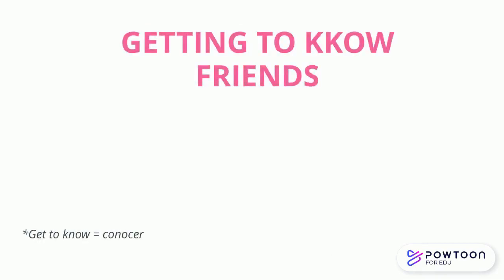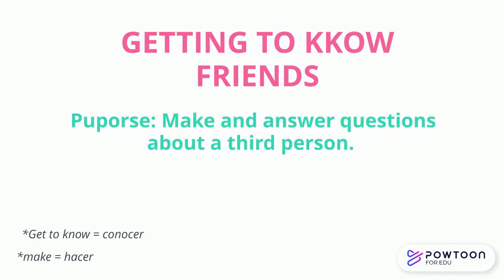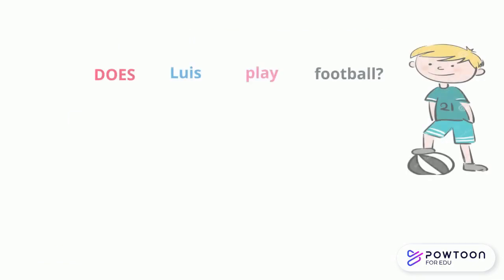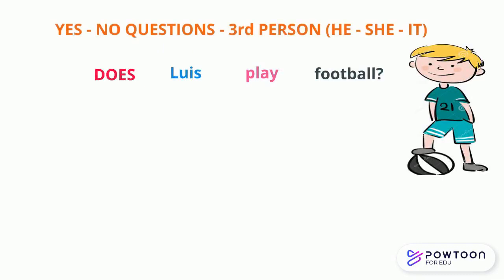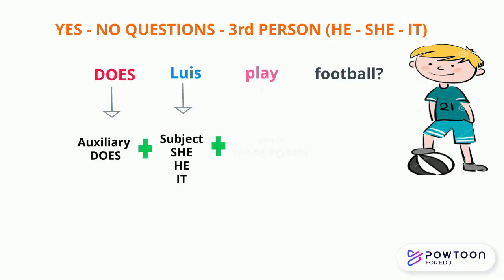The topic for today: getting to know friends, and the purpose: make and answer questions about a third person. In this example, does Luis play football? This is a yes-no question for the third person, he, she, and it. And the elements are: auxiliary does, the subject he, she, or it, then the verb in base form, and then the complement and the question mark.